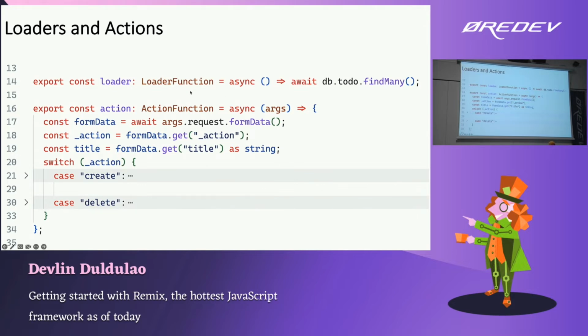So these are two main things that you will see in a Remix framework: loader and action, and they have to be exported. And this can be anything here. This is an ORM, or it can be another API call.